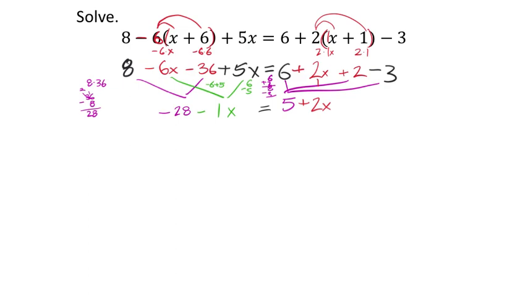But we did all the distribution and we did all the combining like terms, which means we're at the point where we need principles of equality. At this point, what I like to do is to decide which side I want my x's on and which side I want my constants on. I am going to choose to put the x's on the left, and then I will put all the constants and numbers on the right.